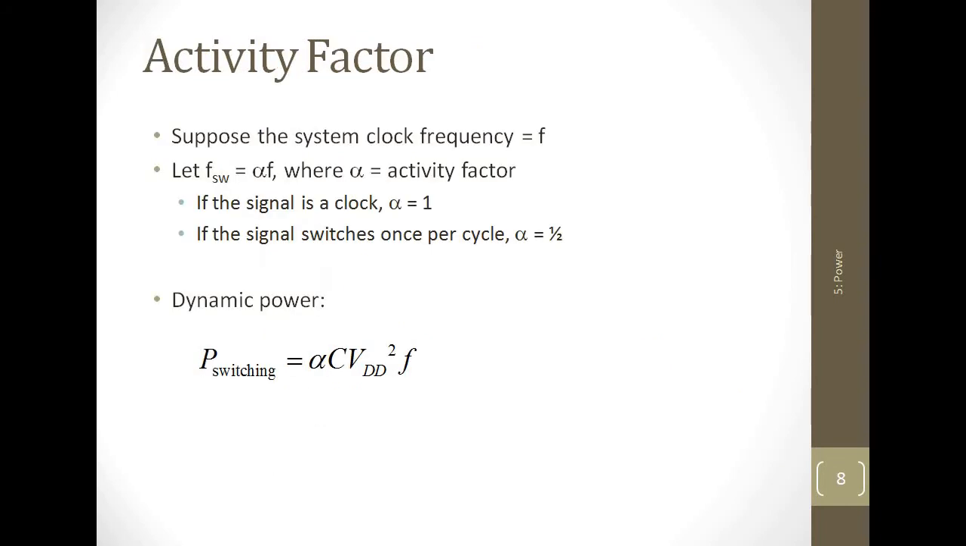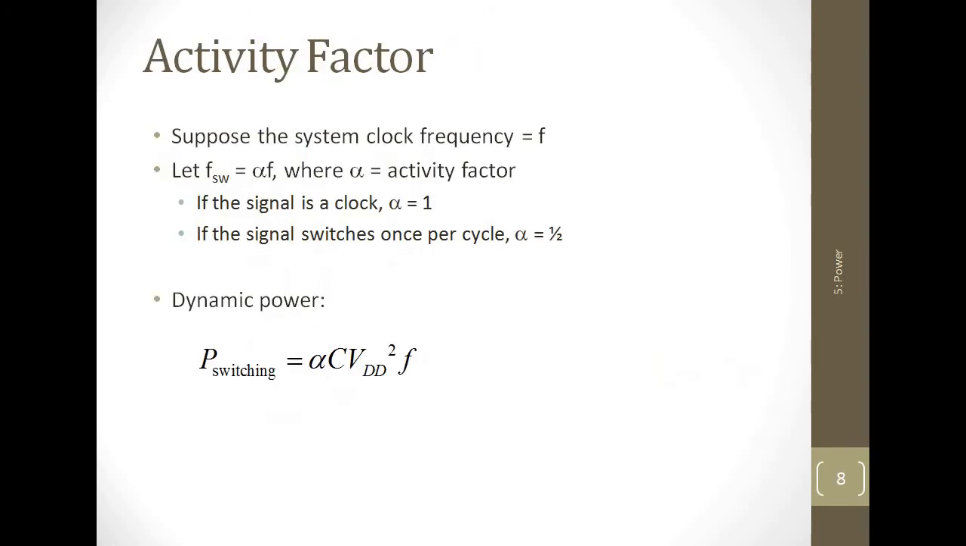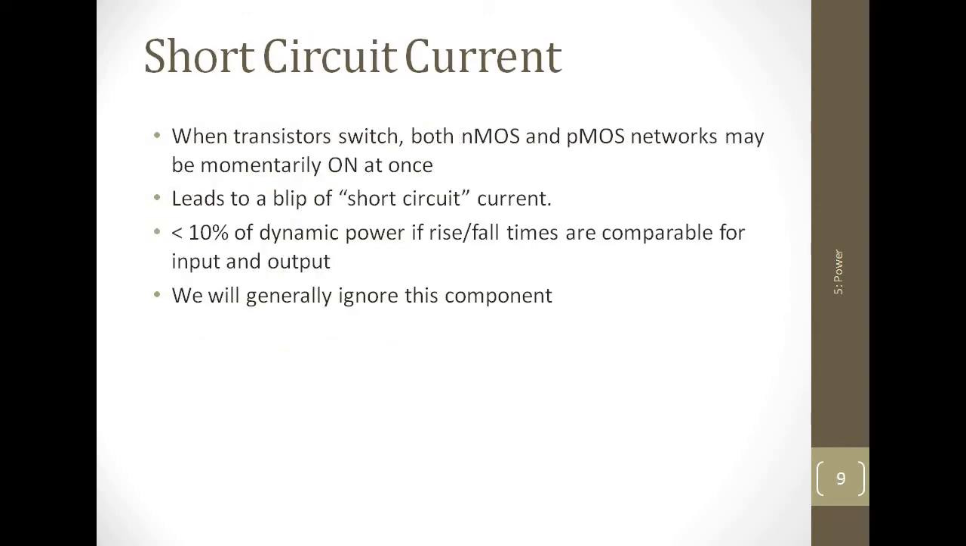Next, what is the dynamic power? The dynamic power is nothing but the switching power, written in terms of activity factor alpha: alpha C VDD square F. If you look here, it is just C VDD square F switching. If FSW is written as alpha F, where alpha is the activity factor and F is the system clock frequency, then finally my dynamic power P switching is alpha C VDD square F.